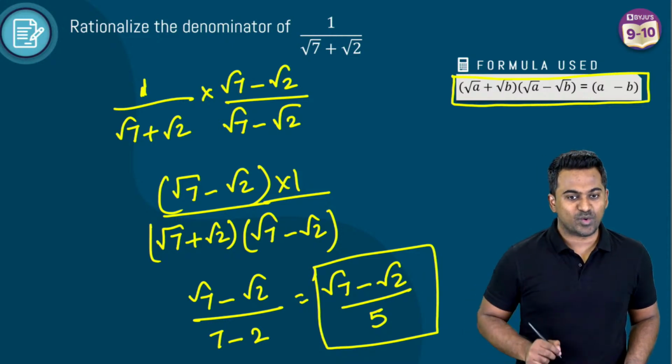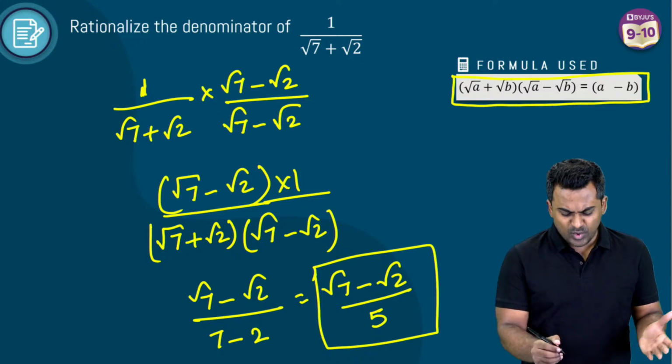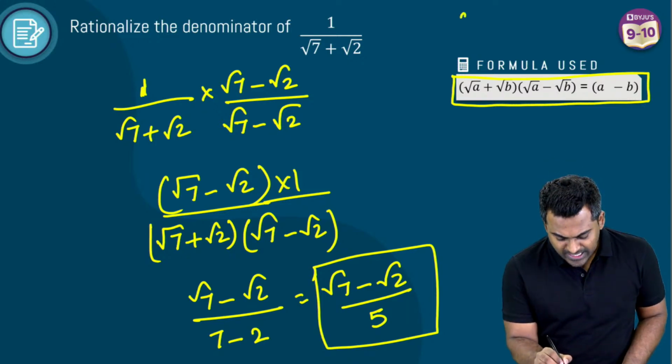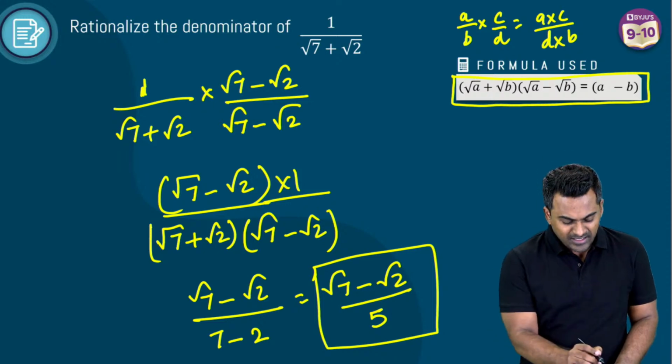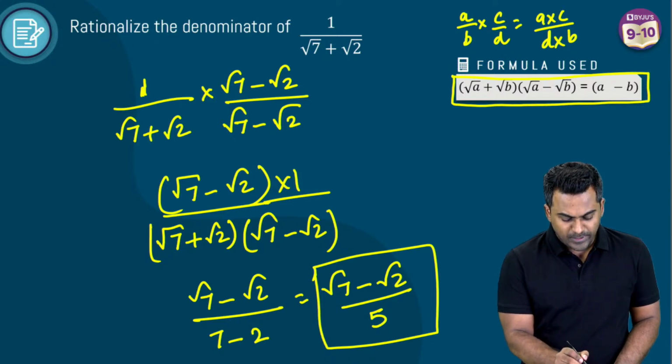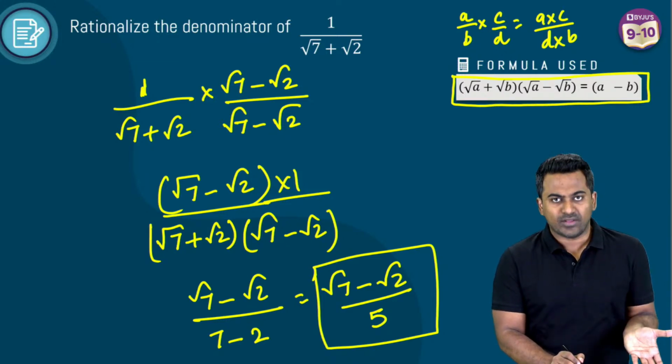All right, now you say you haven't understood the second step. The second step is, look, how do you multiply two fractions? A by B multiplied with C by D. How do you do this? You multiply both the numerators and then you multiply both the denominators. I did the same thing here. 1 multiplied with root 7 minus root 2 is there in the numerator. Root 7 plus root 2 multiplied with root 7 minus root 2 is there in the denominator.